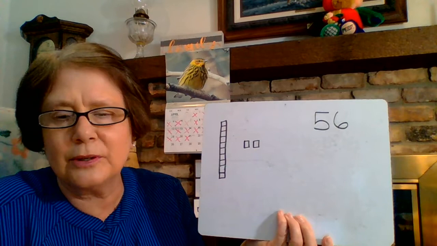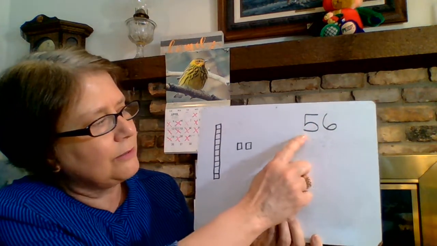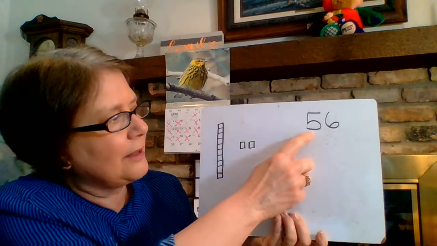So for instance, look at the number 56. The 6 is in the ones column and the 5 is in the tens column. That means we have 5 tens and 6 ones, and the number is 56. So that's what place value is.